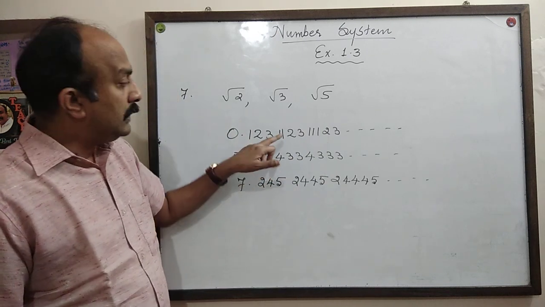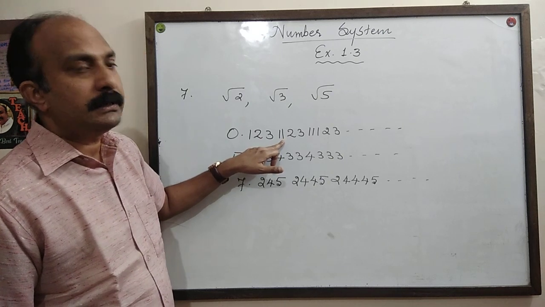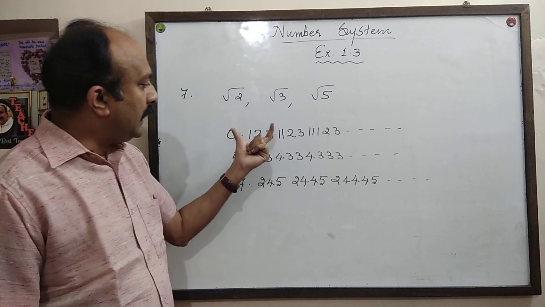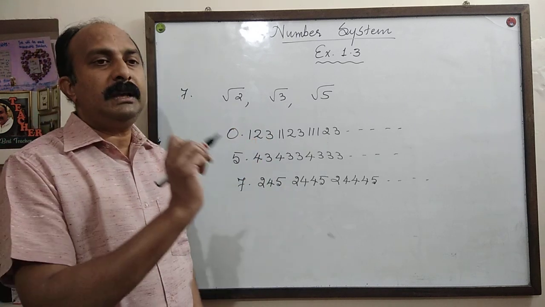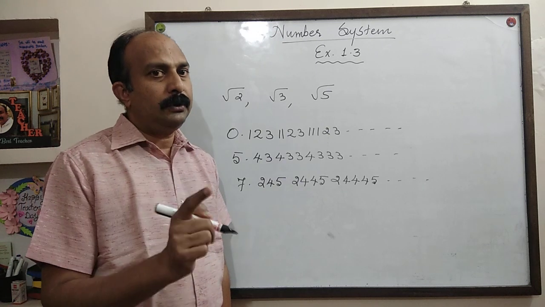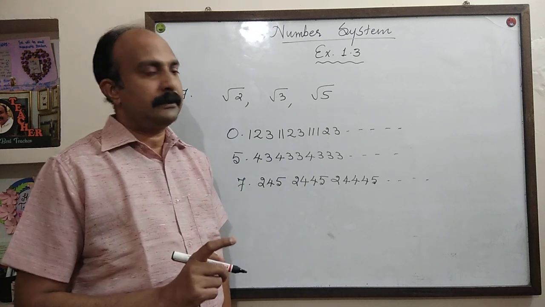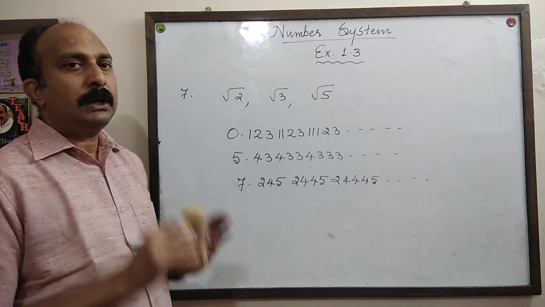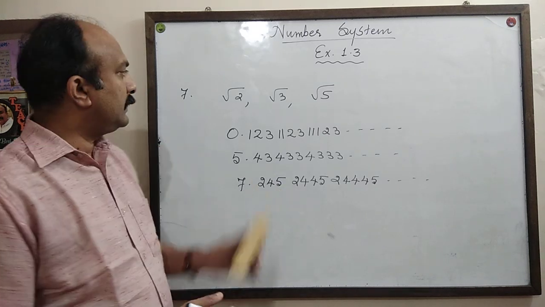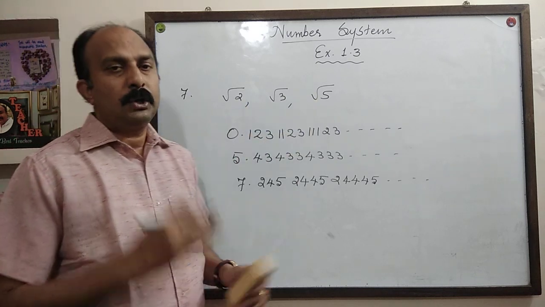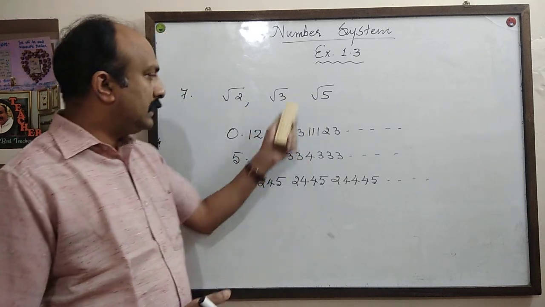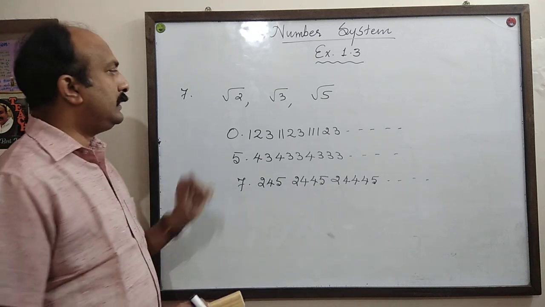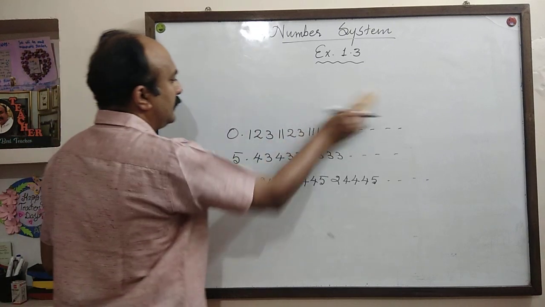It is 1, 2, 3, then only 1 is repeating, doubled, not 2 and 3. Here 1 is triple. So we cannot express these numbers with a bar sign. I have already told you this in my previous class. So these are 3 such decimal numbers which are non-terminating, non-recurring. These are 3 numbers whose decimal expansion will be something like this: non-terminating, non-recurring decimal. So that is the answer of question number 7.